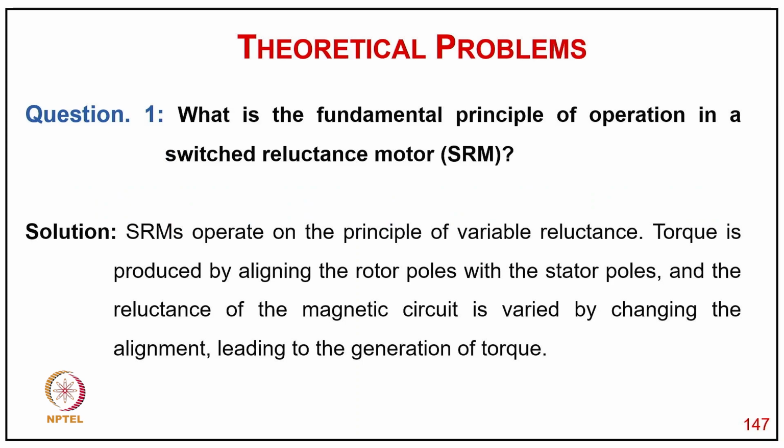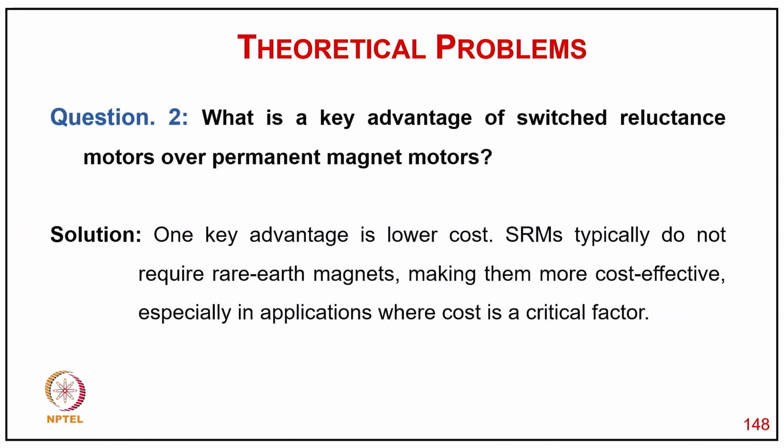Question 1: What is the fundamental principle of operation in a reluctance motor? SRM reluctance motors operate on the principle of variable reluctance. Torque is produced by aligning the rotor poles with the stator pole, and the reluctance of the magnetic circuit is varied by changing the alignment, leading to the generation of the torque.